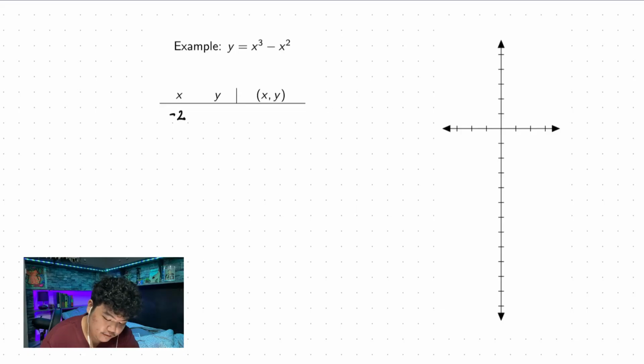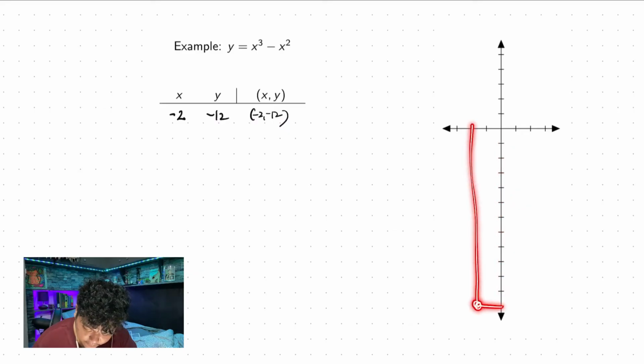When x is negative 2, what is y? So, y is negative 2 cubed minus negative 2 squared. Negative 8 minus 4 is negative 12. So, the point negative 2, negative 12 is on the graph. Nasaan na yun? So, this is negative 2, negative 12. 1, 2, 3, 4, 5, 6, 7, 8, 9, 10, 11, 12. So, ito yung point na yan. I-blue natin.